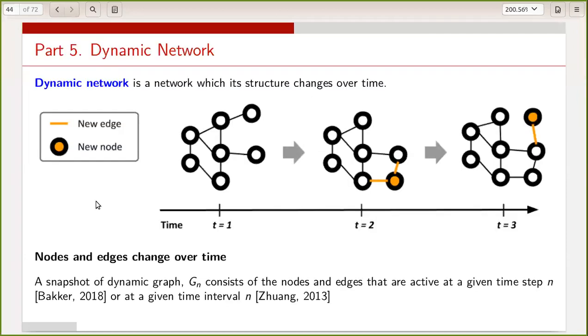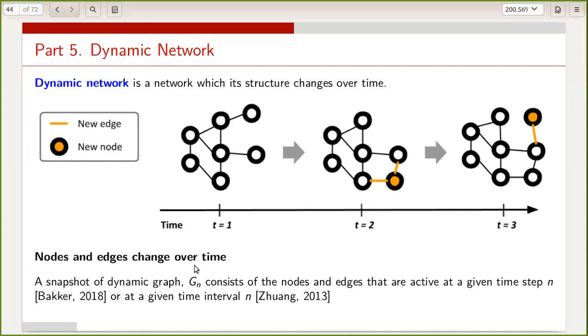In this part, we also want to challenge ourselves with the dynamic network or dynamic graph. The dynamic network is the network whose structure changes over time. So for example, in this graph, we have a new node here, a new node here, and we also have a new node here. The nodes and edges change over time.